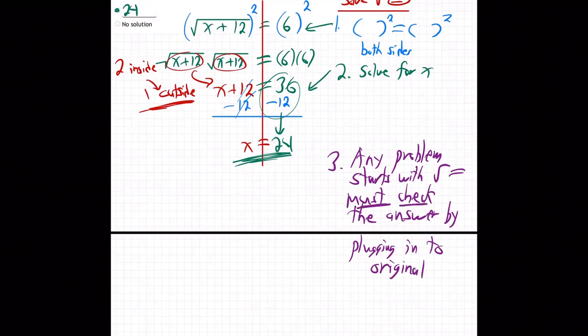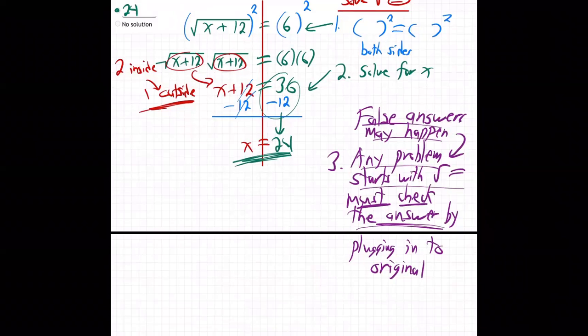It's not just a, hey, that's a good idea, but it's okay if you don't. No, you must, because with this method, false answers are possible. False answers may happen on any problem starting with the square root. So you must check the answer. How do you check?